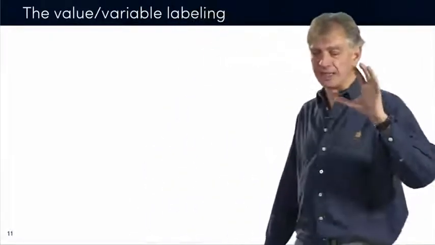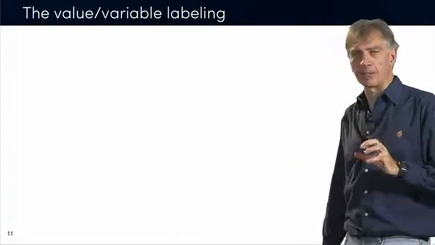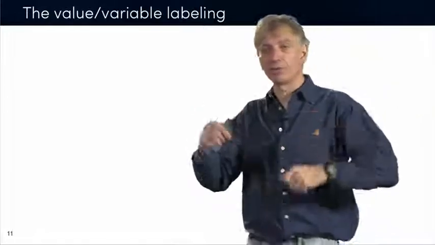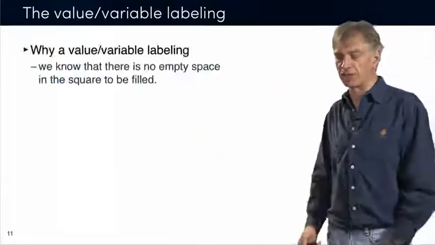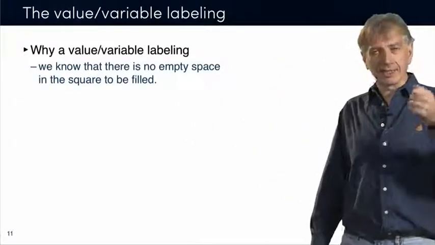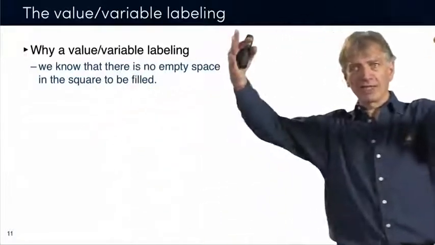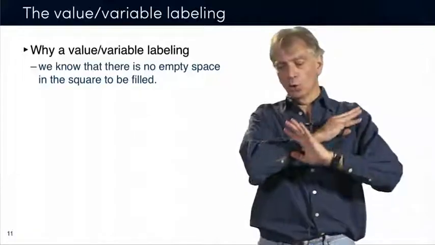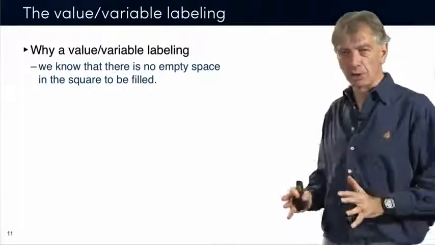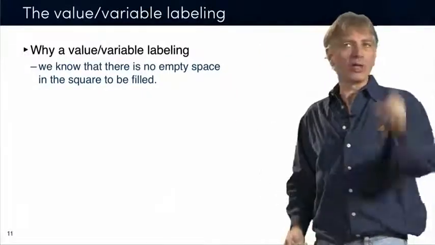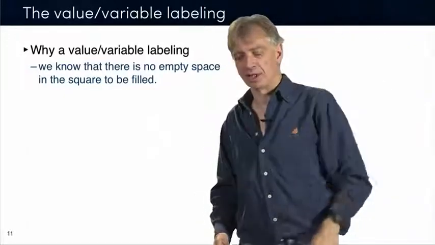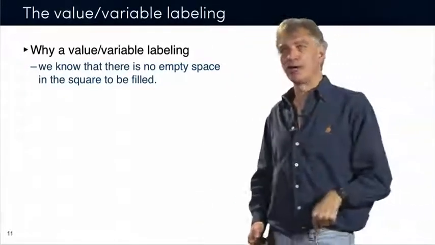What is interesting here is the value variable labeling. Why do we do that? Why don't we just place the various squares at these different positions? The basic idea here is that we know that we have to fill this big square, and it's going to be completely filled. So there is no empty space in that big square at the end. So every time there is an empty space, we have to place a particular square over there. And that's why we are using a value labeling here.